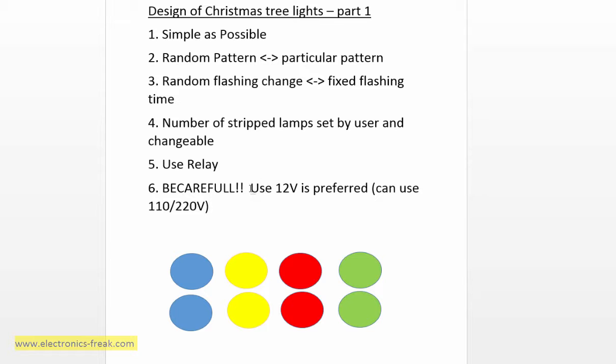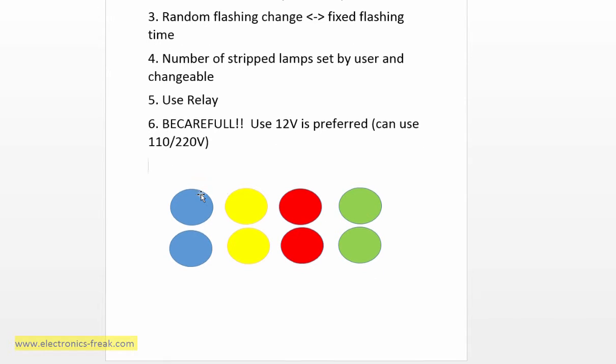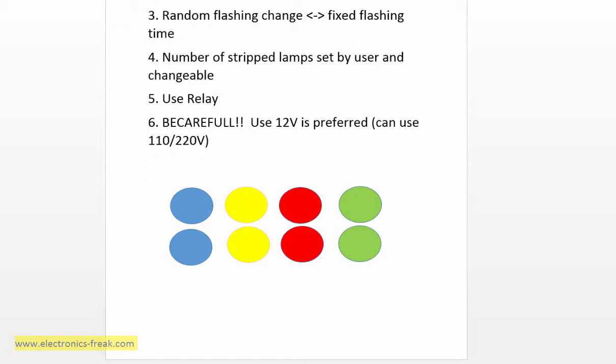Also, instead of working with a high voltage that is very dangerous, you can use it with 12 volts. Of course, you will need to buy a 12 volt power supply and 12 volt lamps. Now about the lights. This is just an example for 4 lights, because I think I will do it up to 8 strips. This is just an example.